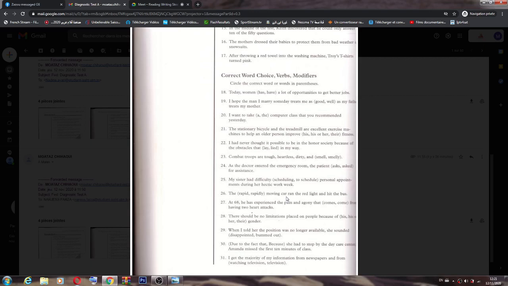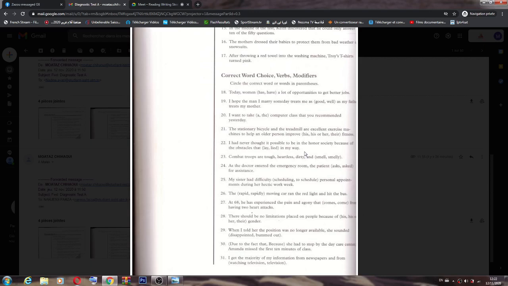The stationary bicycle and the treadmill. You know what's a stationary bicycle and a treadmill? No. Okay, you go to the gym. Who wants to explain? A stationary bicycle, I know that one. A treadmill, no problem. What's the treadmill? A treadmill, c'est tapis, when you go to the gym. Ah, it's in the gym. Yes, miss, I know it. Okay, very good.